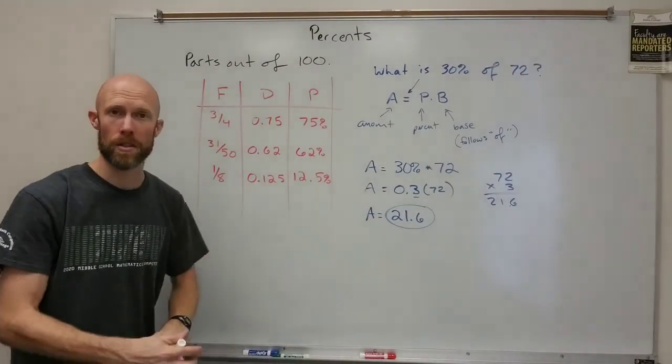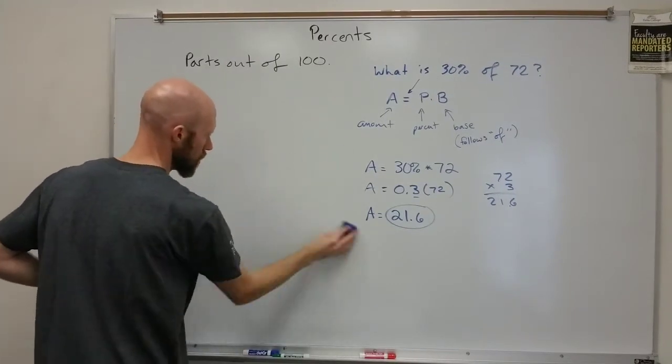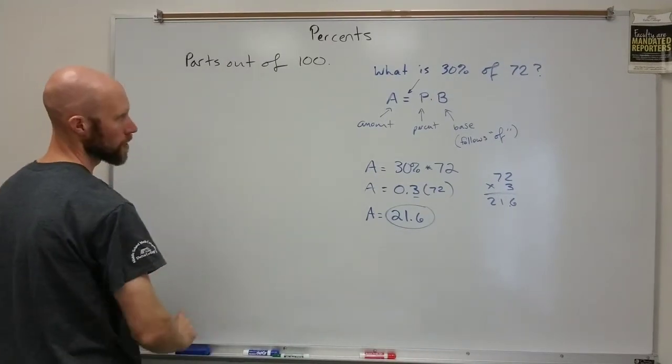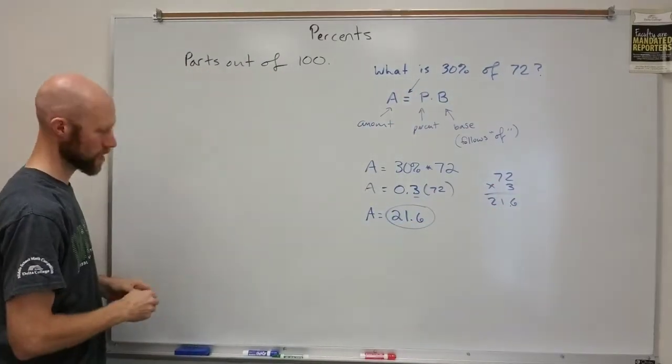The question could be asked a little bit differently. You could ask it in a different order. It could be, 30% of 72 is what? You could switch things around a little bit. That's not too bad.